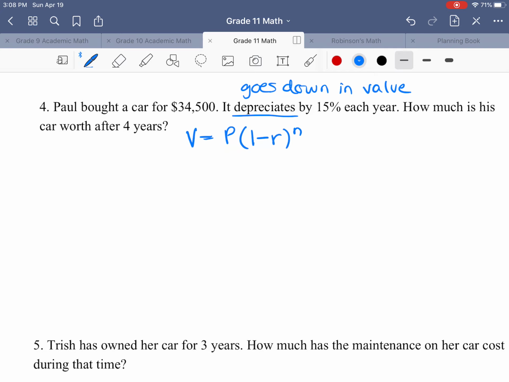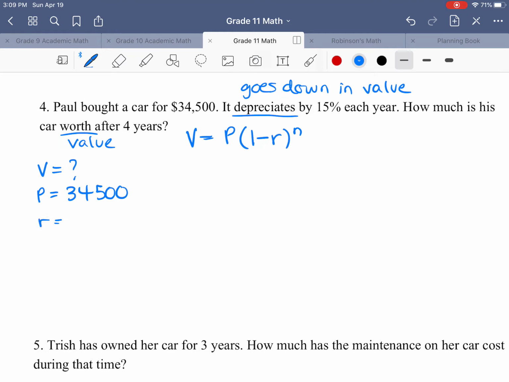This is what we're looking for: how much the car is worth. This is the value, and we don't know what the value is. We do know what P is. This is like your principal, your starting amount. This is how much Paul paid for the car, $34,500.